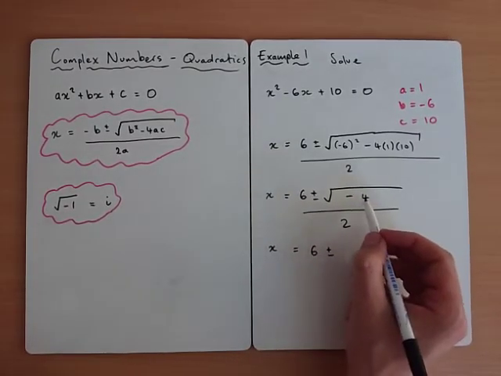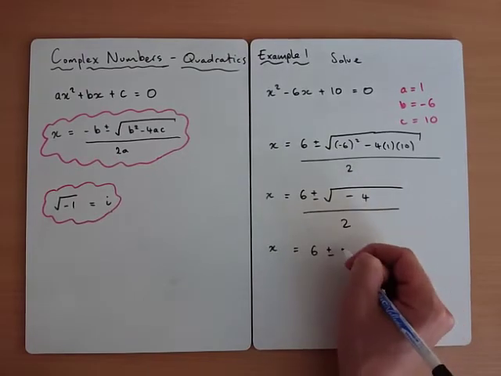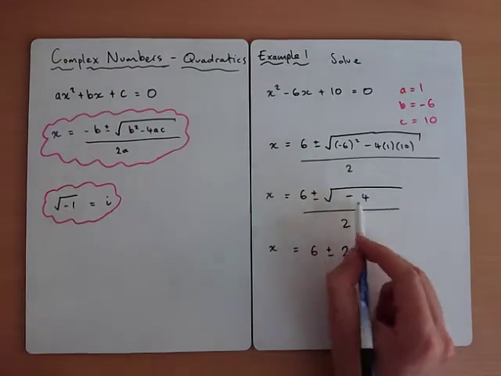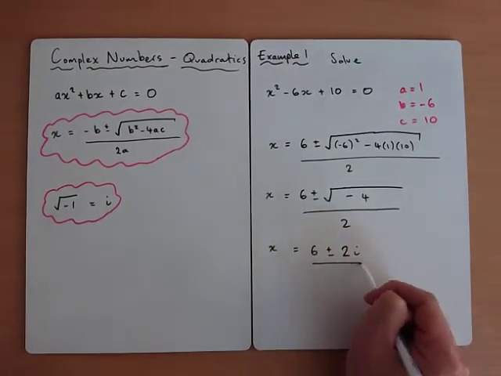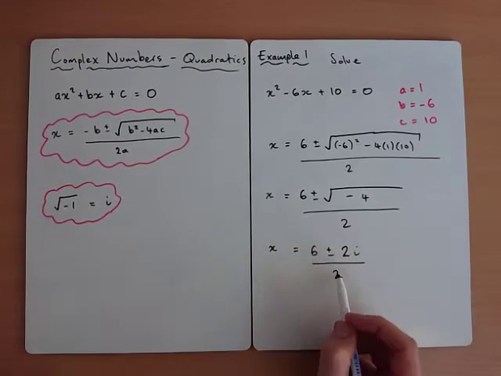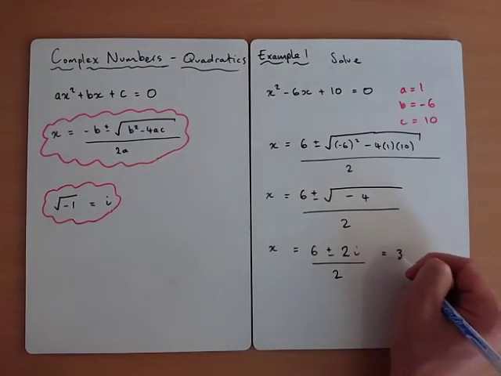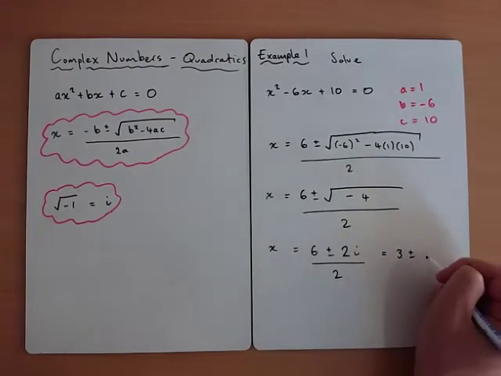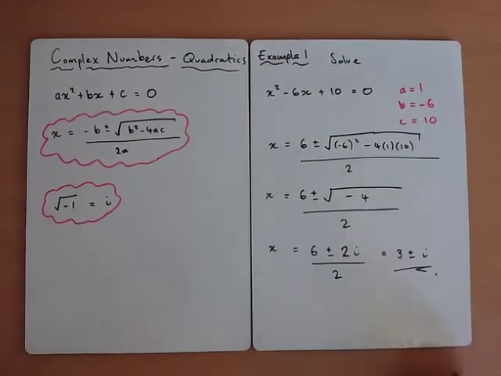So what's the square root of -4? Well, the square root of 4 is 2. The square root of -1 is i. So the square root of -4 we could write as 2i, all divided by 2. So now we can divide both of these things by 2. 6 divided by 2 is 3. 2 divided by 2 is 1, so 1i we can just write as i.